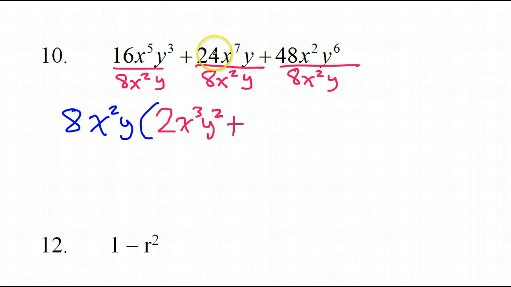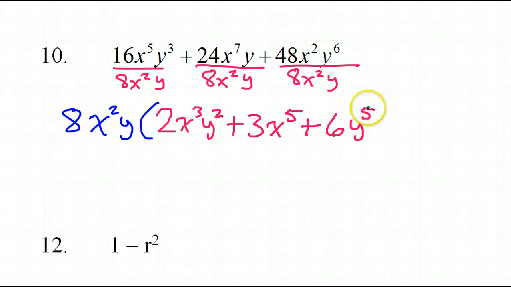Okay, there's the plus sign. 24 divided by 8 is 3. These two x's cancel out 2 of these x's, leaving 5 of them. These y's cancel out completely, so no y's here. 6 times 8 is 48, so 8 goes into 48 6 times. These x's cancel out completely, so no x's here. And this y will cancel out one of these y's, leaving 5 y's behind.